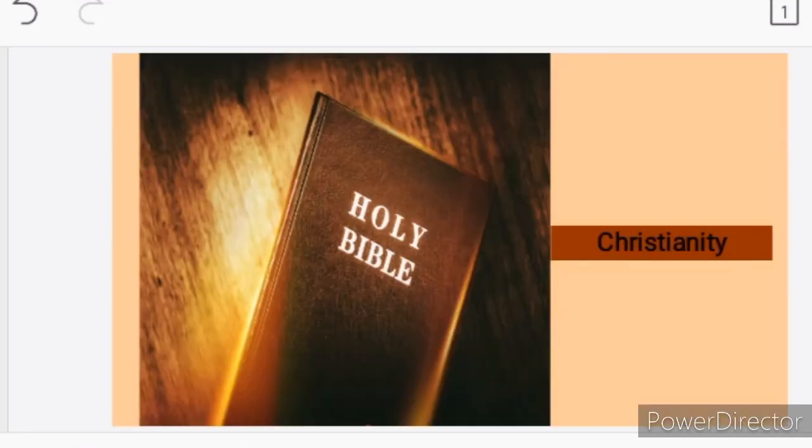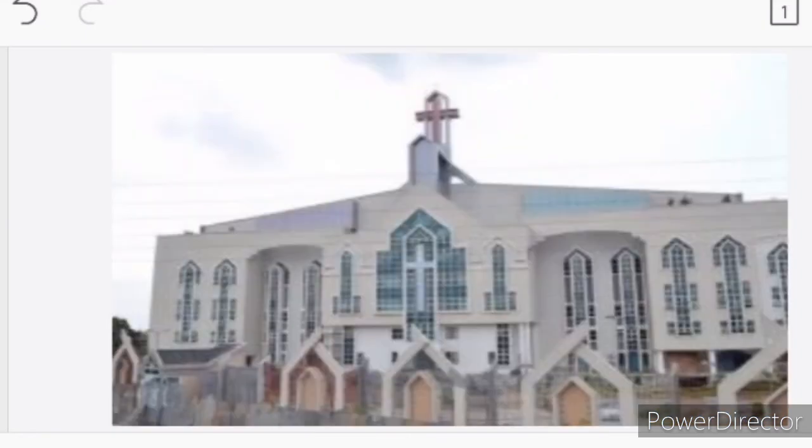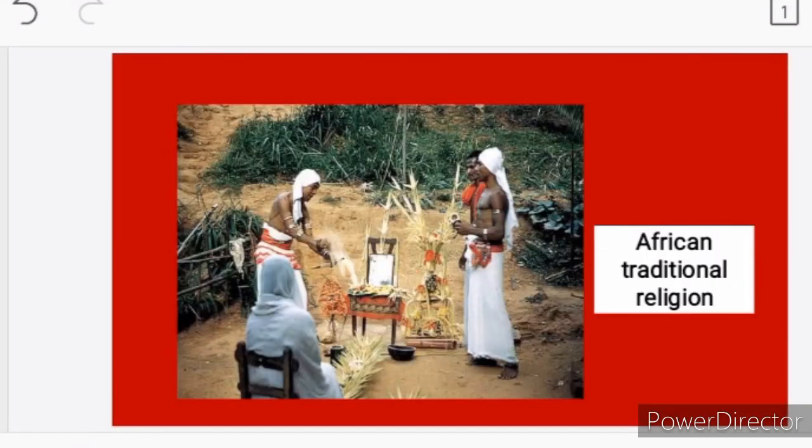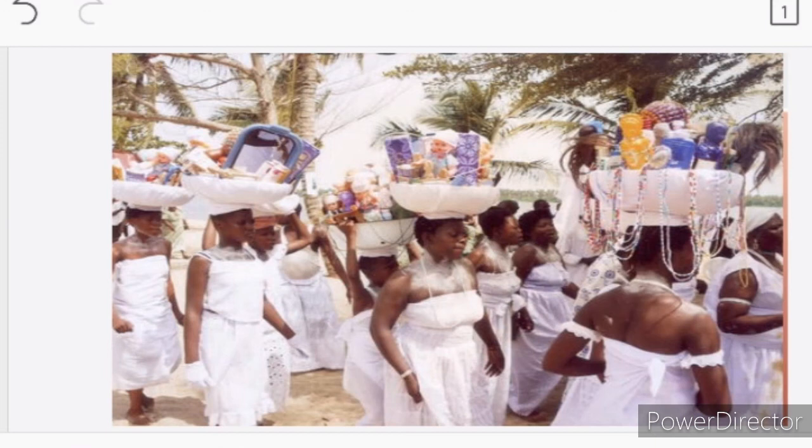The first religion is Christianity. People who practice Christianity are called Christians and they read the Holy Bible. They also go to church. The second major religion in Nigeria is Islam. People who practice the Islamic religion are called Muslims. And the third major religion in Nigeria is the African traditional religion.